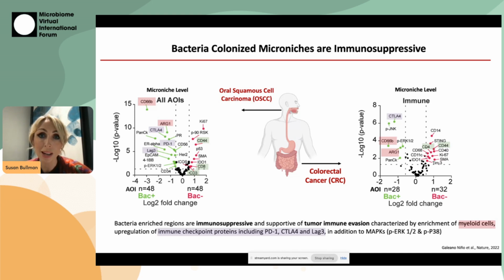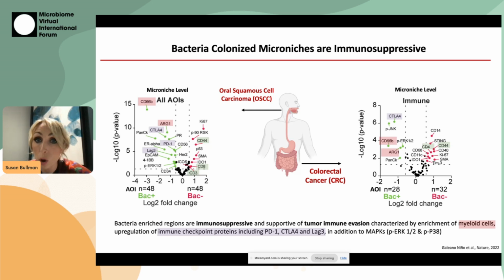What we saw was that there was an infiltration of myeloid cells, such as macrophages and neutrophils, characterized by CD66B and arginase 1. We saw there was an increase in immune checkpoint proteins, CTLA4, LAG3, PD-1, again suppressing the ability of T cells to kill the cancer cells. We also saw that there was an exclusion of T cells in these regions of the tumor where there were bacteria. So we saw less CD8, less CD3, less CD4. So again, excluding these T cells.